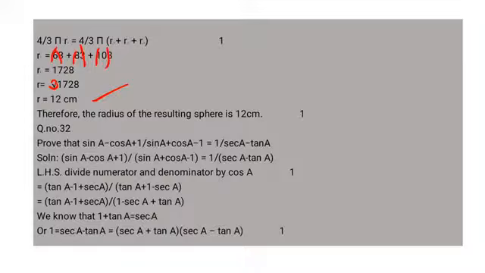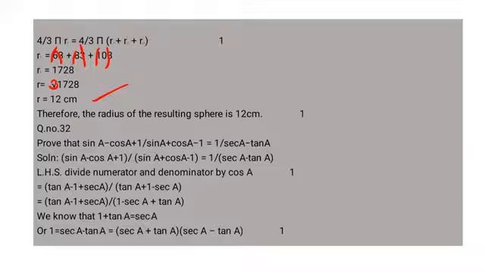Question number 32. Prove that (sin A minus cos A plus 1) upon (sin A plus cos A minus 1) is equal to 1 upon (sec A minus tan A). Solution: (sin A minus cos A plus 1) upon (sin A plus cos A minus 1) is equal to 1 upon (sec A minus tan A).